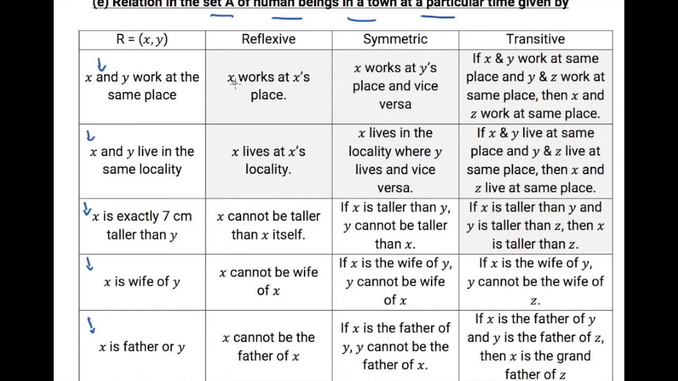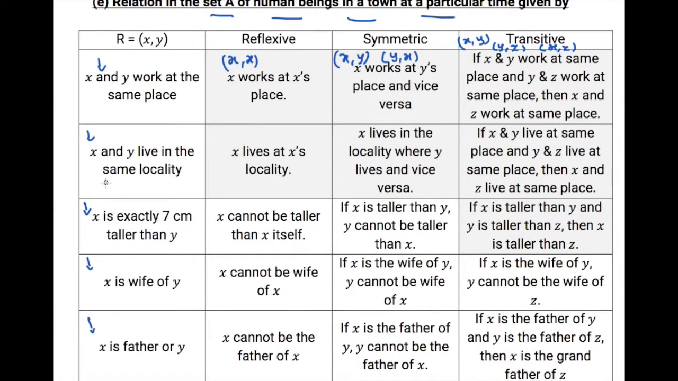It is reflexive because (x, x) also belongs to this relation, because x and x work at the same place, which is true. It is symmetric because if x and y work at the same place, then y and x will also work at the same place. Whether it is transitive? Yes, it is transitive, because if x and y work at the same place and y and z work at the same place, then x and z also work at the same place.